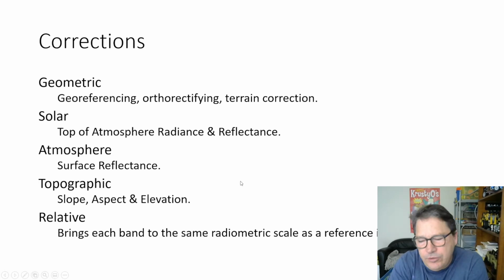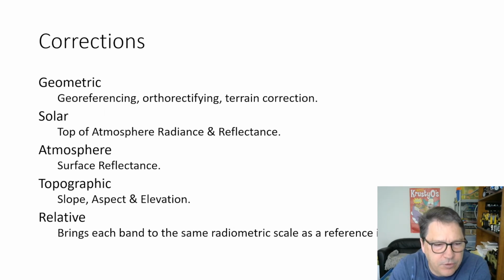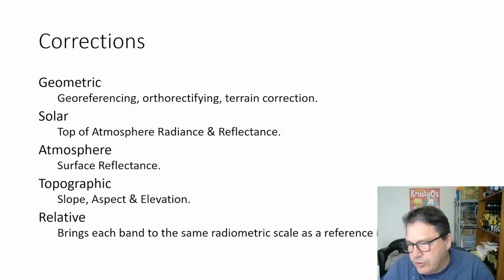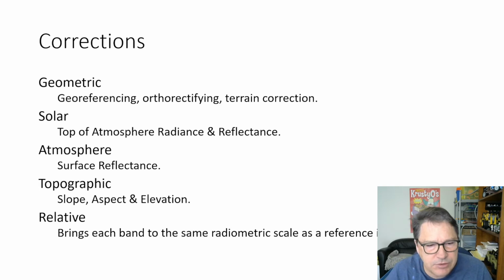And then when you're looking at multiple scenes, you can also perform a relative correction. This will bring each band in your scene to the same radiometric scale as some reference scene. For example, you can use things like histogram matching to achieve that kind of relative correction.